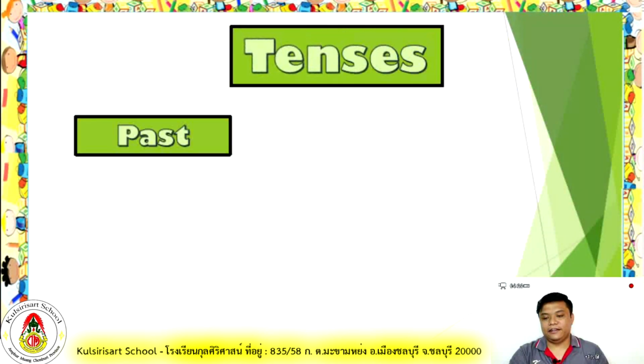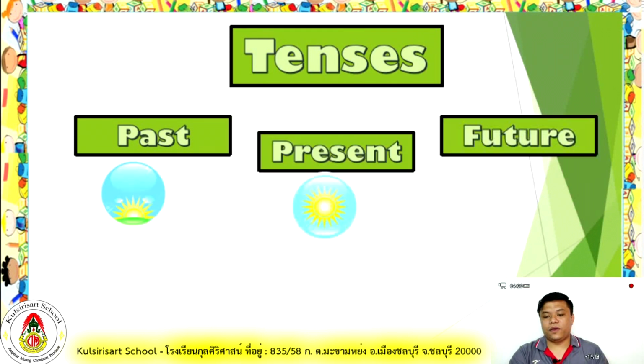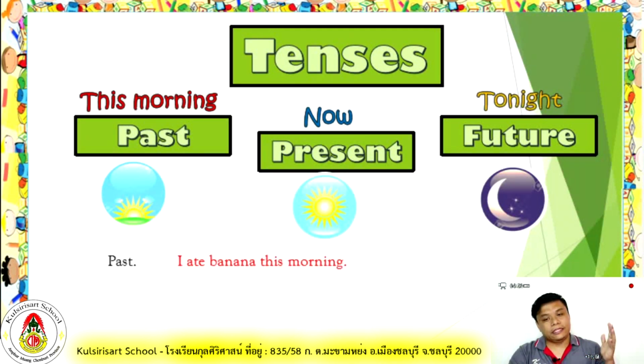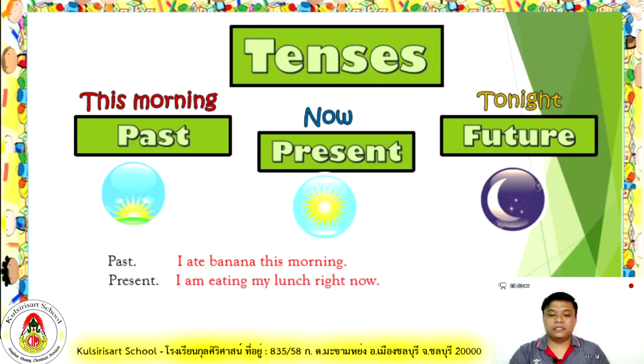Okay. For the next examples, one best example is this morning. Now is in the afternoon, so it's in the present. This morning happened already in the past. So this morning I ate a banana. But now I am eating my lunch right now. So when we say right now, it is happening now, at the moment.